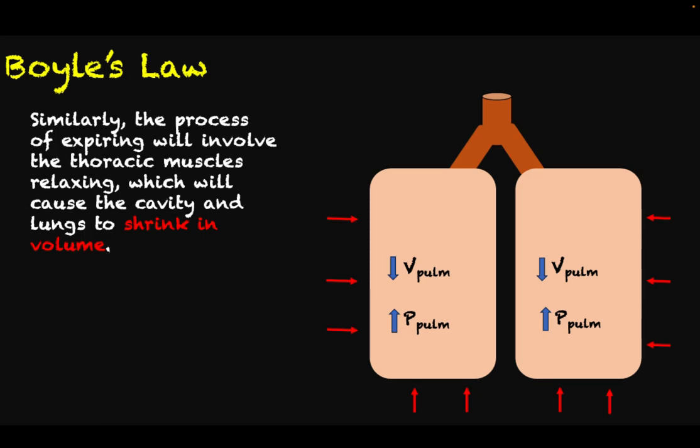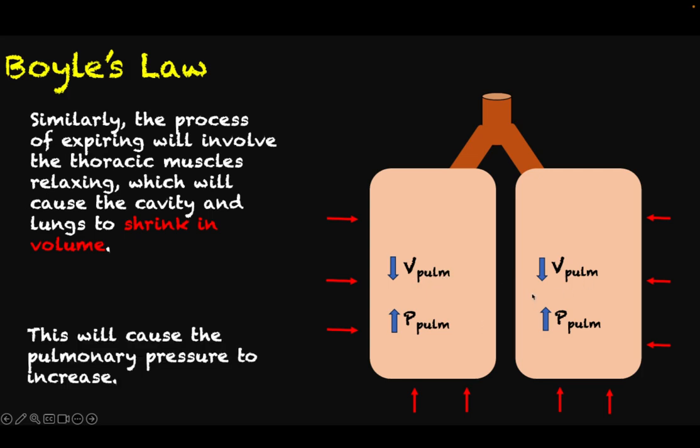Similarly, the process of expiring is just the opposite. This is going to involve your thoracic muscles relaxing. That's going to cause the thoracic cavity and the lungs to shrink in volume and contract inwards. So that decrease in the total volume of the lungs is actually going to increase the pulmonary pressure. This is Boyle's law in action. When the volume of the lungs goes down, the pressure inside the lungs goes up, and vice versa.